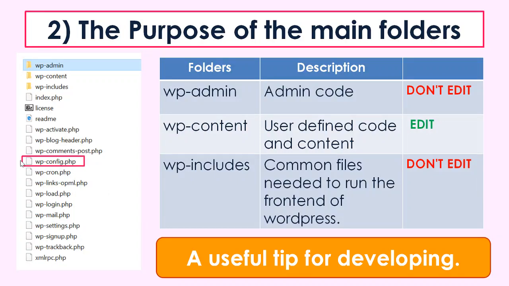Another important tip that we can use for developing is this wp-config. In there is a debugging option that we can change to true and false. And this means that if we change it to true, when we are working on it and there's an error, it will show these errors, and this will help us fix problems.